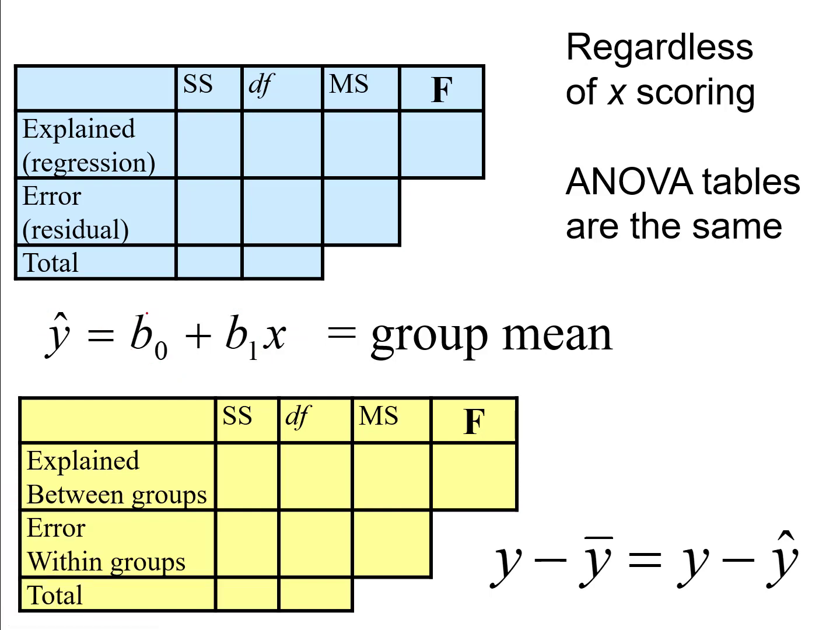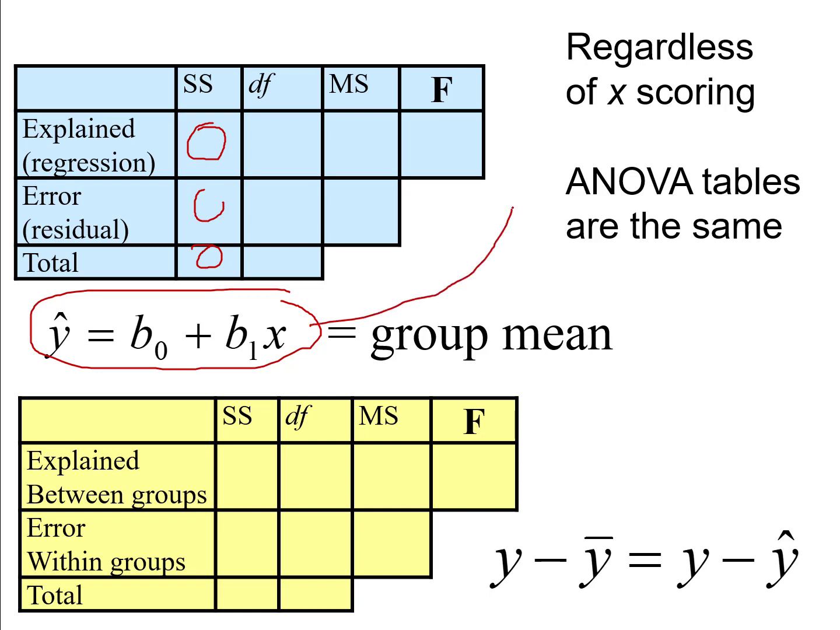And so we could do our regression. Here's our regression equation. From this equation, we could calculate our sum of squared explained variance, our error variance, and our total variance. And we could calculate our F statistic, thinking of it from a regression approach.